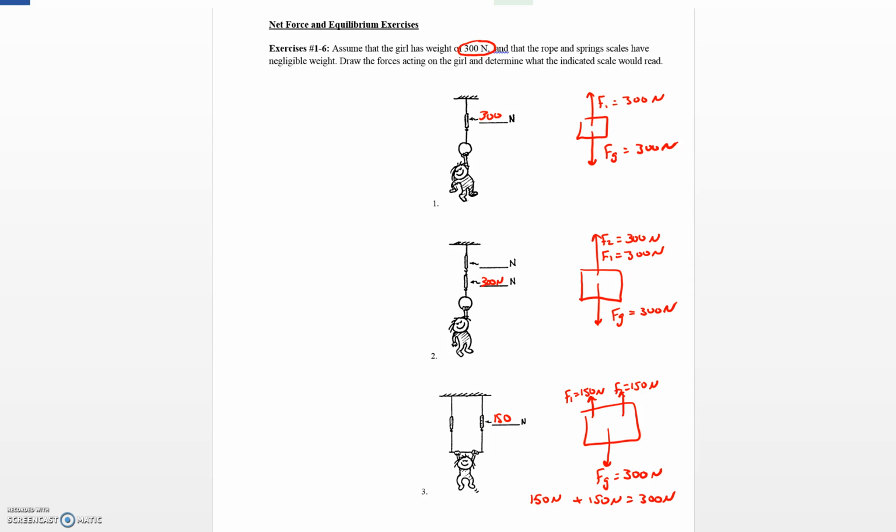For number 2, we've got the same girl with the same force due to gravity, 300 newtons. So the opposite force must be equal, which is 300 newtons, and each of those scales is going to feel that 300 Newton force. And then in the last picture on this page, we've got that same 300 Newton girl, but this time the force is going to be equally separated between the two ropes. So the force due to gravity is 300 Newtons going down, and the force on each rope is 150 Newtons. So 150 plus 150 will give us 300, and our net force is 0.